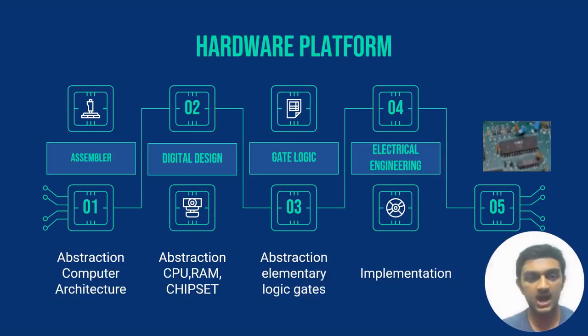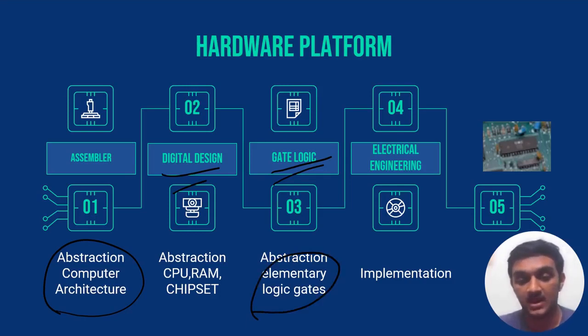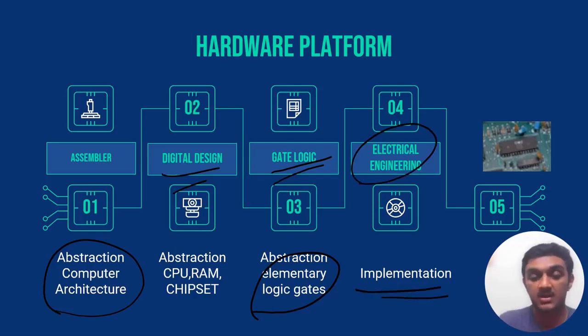So coming to the hardware platform, first we will look at the computer architecture that we require for our logic, then the digital design which includes CPU, RAM and chipset, then the gate logic that we have to design for our logic. The logic which we devised can be achieved using different gate logics or combination of gates. So this can be achieved by using the elementary logic gates based on our requirements. And last but not the least, the electrical engineering part is where we manufacture the board or the chips based on the logic that we have devised and implement them in real life scenarios. Moving on.